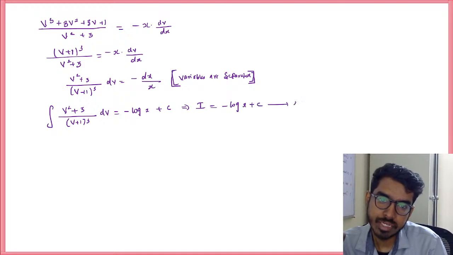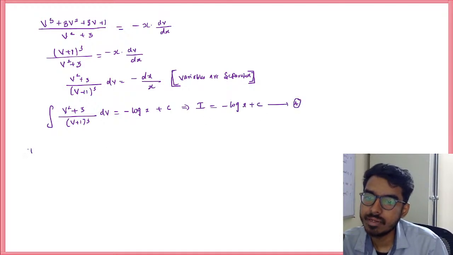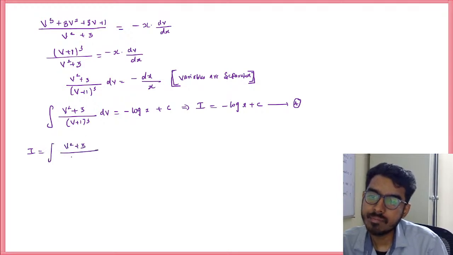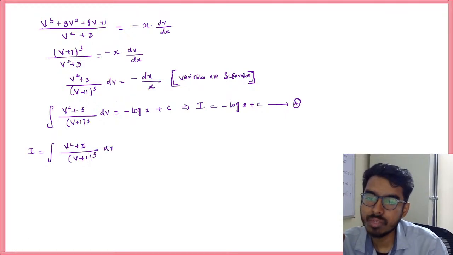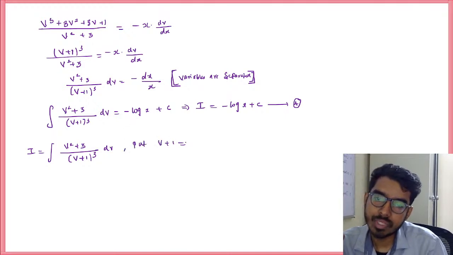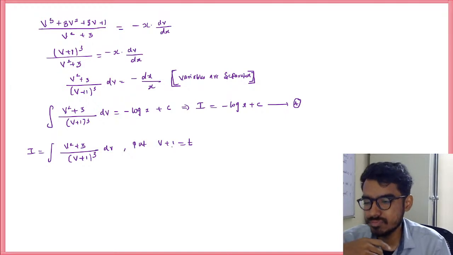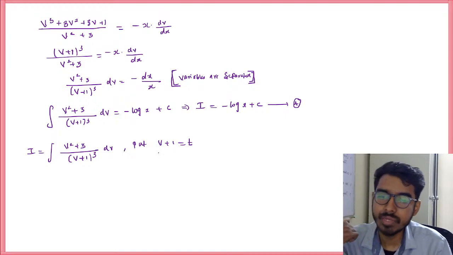This is the required solution, but we need to find the value of I. What is I? Integration of v square plus 3 divided by v plus 1 whole cube dv, right? I'm going to make a substitution. Put v plus 1 to be equal to t, right?